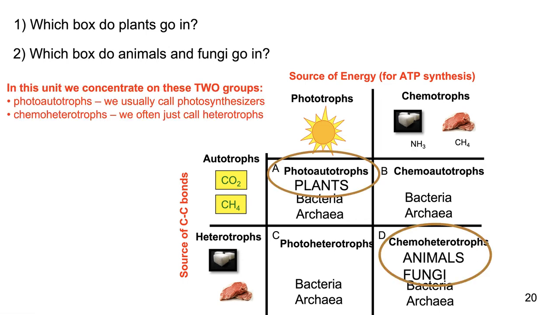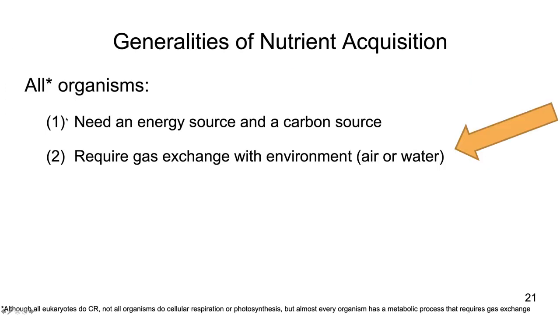And these are the two major groups that we're going to concentrate on in this unit. So we're going to be talking about plants as our representative of photoautotrophs, and animals and fungi as our representatives of chemoheterotrophs. Sometimes you may hear me refer to the photoautotrophs or plants just as photosynthesizers, and the chemoheterotrophs just as heterotrophs, as a simplified way to talk about them. Just know that when I talk about photosynthesizers and heterotrophs, I'm talking about photoautotrophs and chemoheterotrophs.